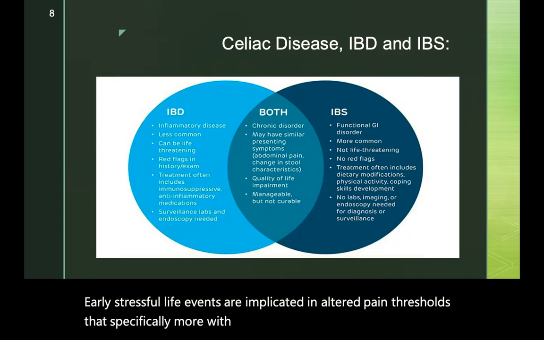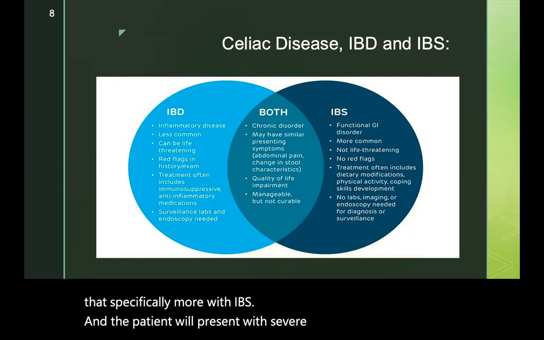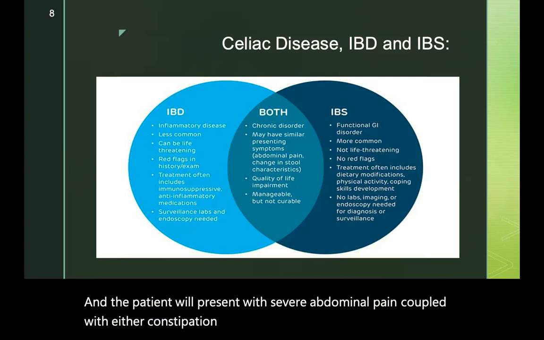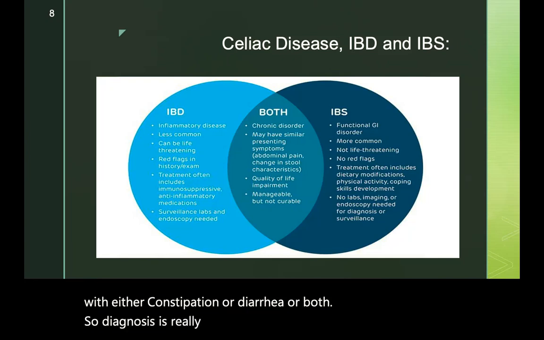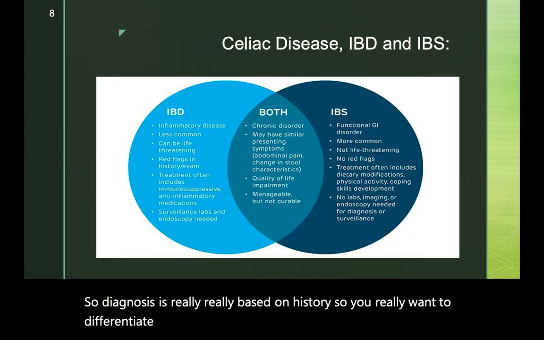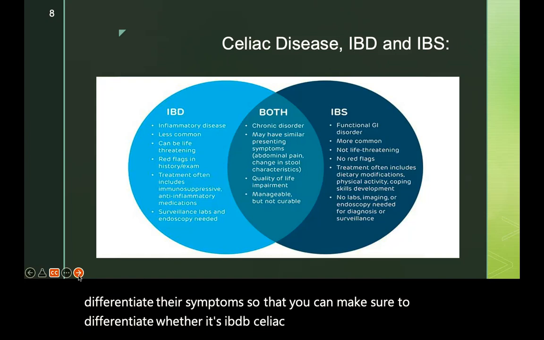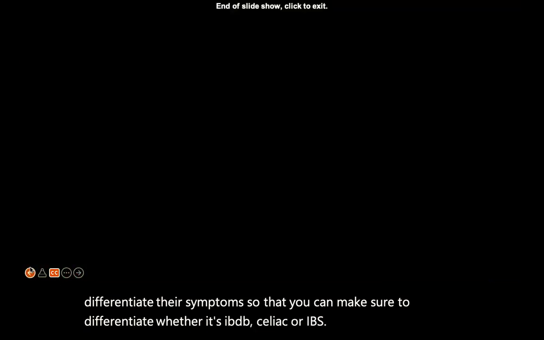The patient will present with severe abdominal pain coupled with either constipation or diarrhea or both. So diagnosis is really based on history. You really want to differentiate their symptoms so that you can make sure to differentiate whether it's IBD, celiac, or IBS.